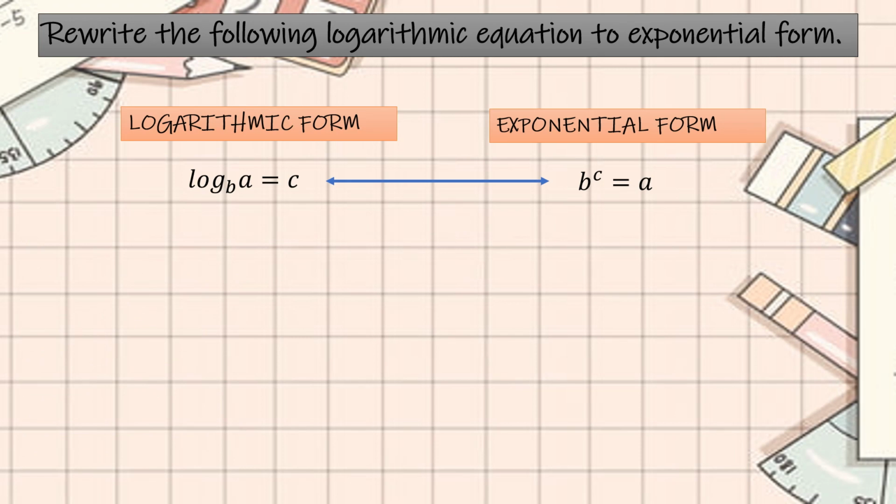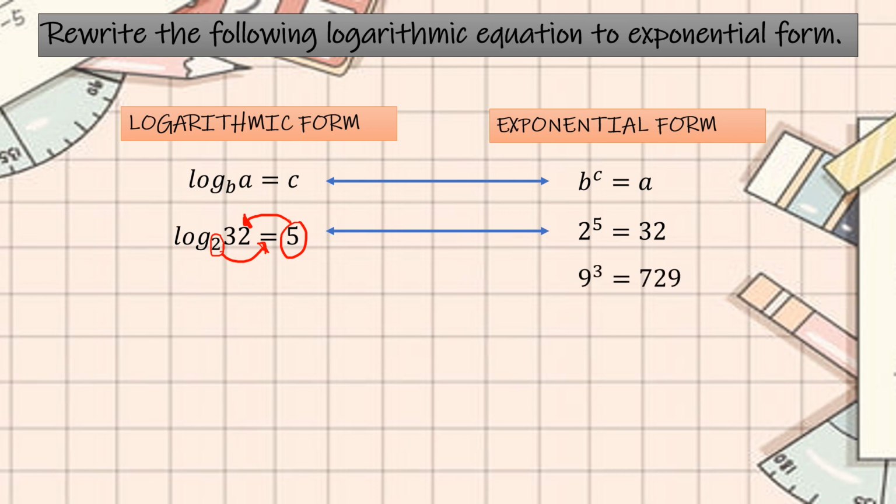Rewrite the following logarithmic equation to exponential form or vice versa. Okay, so example 1, logarithm of 32 with the base of 2 equals 5. So ang base natin ay si 2, then the exponent ay si 5, then equal kay 32. So kung isusulat natin to as exponential form, we have 2 raised to 5 equals 32.